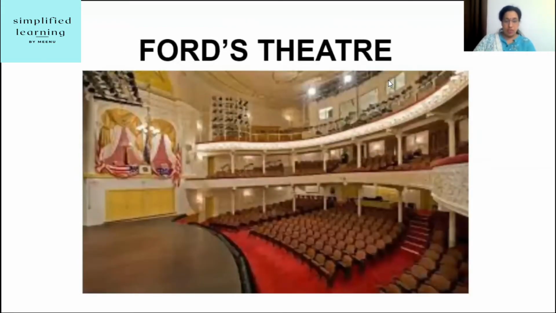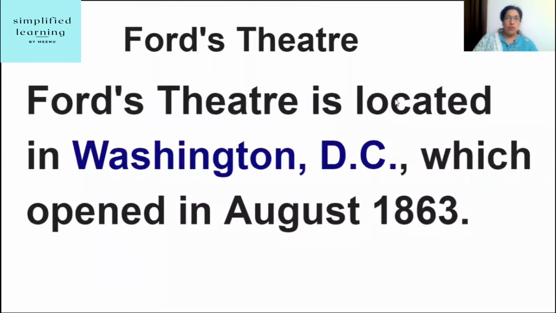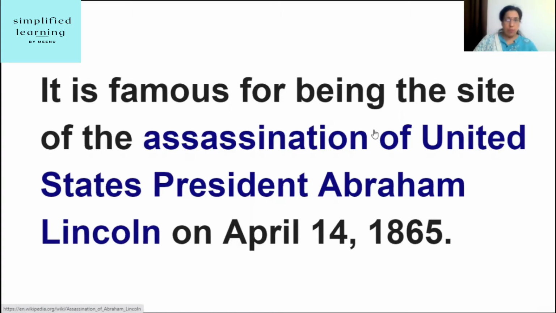Next is Ford's Theater. Ford's Theater is located in Washington, D.C., which opened in August 1863. It is famous for being the site of the assassination of United States President Abraham Lincoln on April 14, 1865. So, Ford's Theater is now both a theater and a memorial to Abraham Lincoln. In 1866, the year after Lincoln was shot while attending a performance at the theater, Congress acquired and converted the theater building for office use.